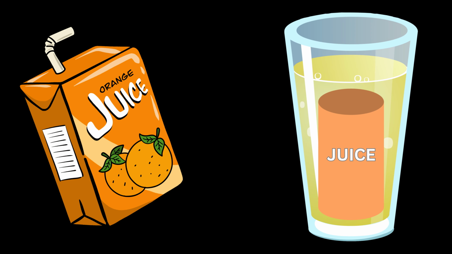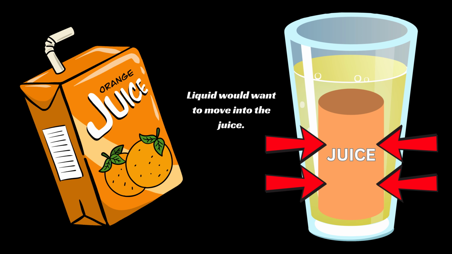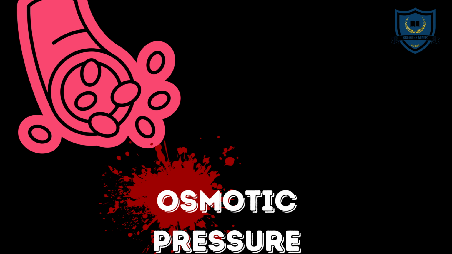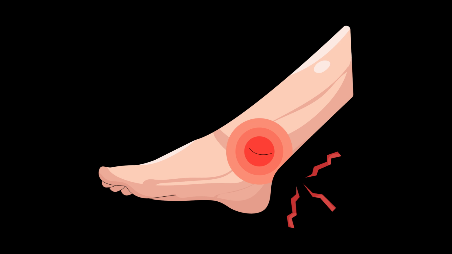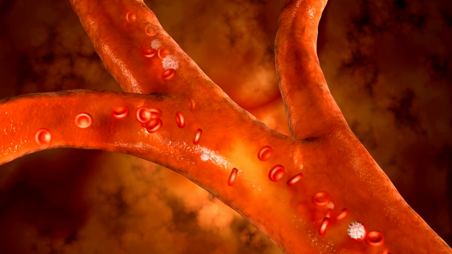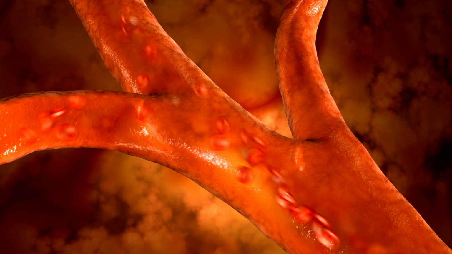Okay, imagine you have a juice box with a straw. If the juice inside is super sweet, lots of sugar, and outside there's just plain water, the water will want to move into the juice box to even things out. That pulling in power is kind of like osmotic pressure. And it is very important because it keeps the water inside the blood, preventing the water from leaking and making your body swell. Moving on, the blood transports nutrients, hormones, gases, and so much more.